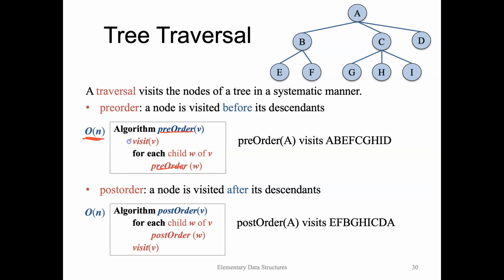So we can charge for visiting here and for each child. So each node gets charged once for itself and once for all children. As a result, each node ends up getting charged twice: once for itself, and then once when we're at its parent. So our total running time is linear.